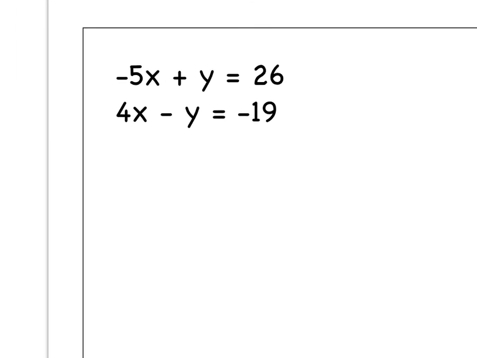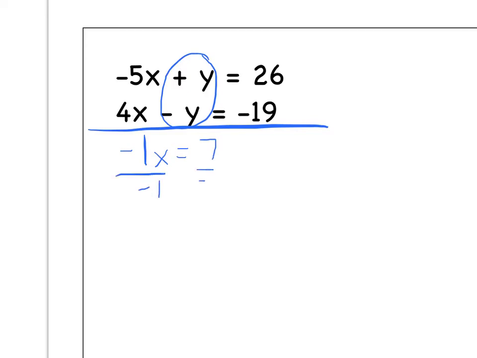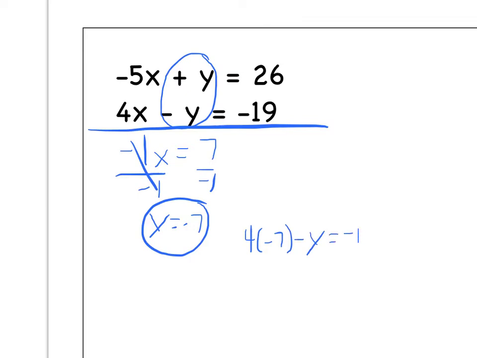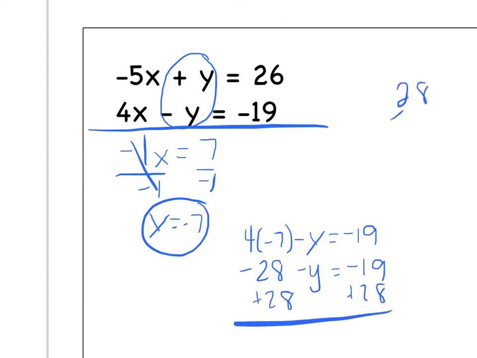This one we already have opposites in there, so we're going to go ahead and eliminate our y's. Negative 1x equals 26... so negative 1x equals 7. Divide by negative 1, and x equals negative 7. Take that and plug it back in. 4 times negative 7 minus y equals negative 19. Negative 28 minus y equals negative 19. Add 28. So we're doing 28 minus 19. We get 9. Negative y equals 9, so y equals negative 9.